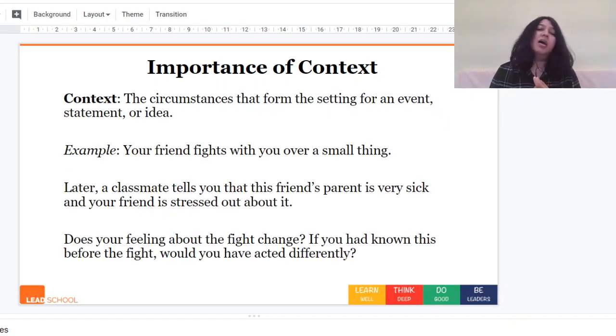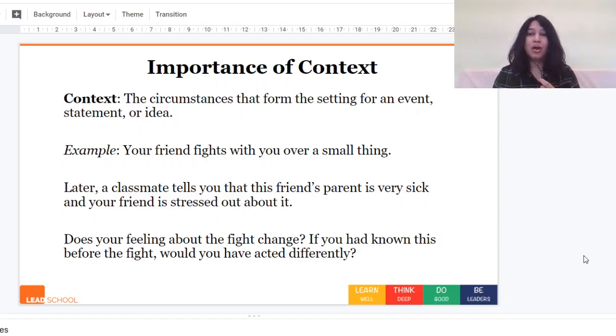Now, later on, a classmate tells you that this friend's parent is very sick and your friend is stressed out about it. Does your feeling about the fight change? If you had known this before the fight, would you have acted differently? I'm sure that all of us would have. And that's the importance of context.